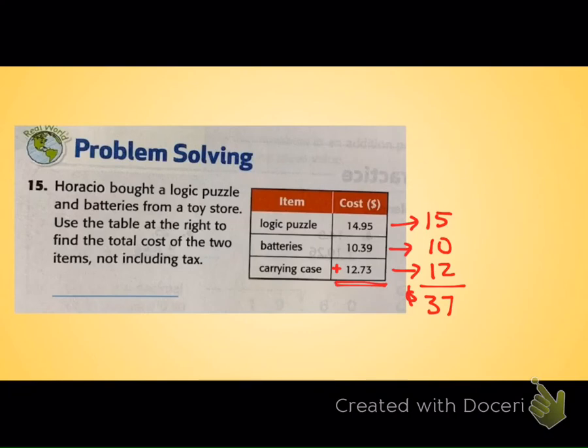5 and 9 and 3, that's 17. 9 and 1 is 10. 7 and 3 is 10. So it's a total of 20. Make sure to bring my decimal down. 4 and 2 is 6. 6 and 2 is 8. And then I guess got to add the ones. 1, 1, and 1 is 3. So my total is $38.07. That's pretty close to our estimate of 37, isn't it? So that definitely checks for reasonableness. Hopefully you got that.